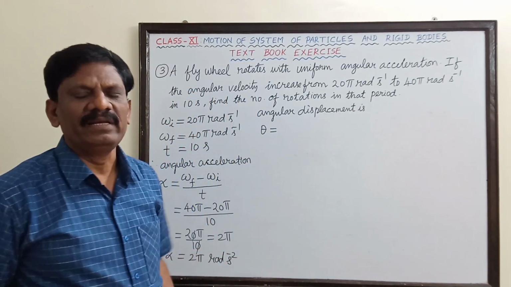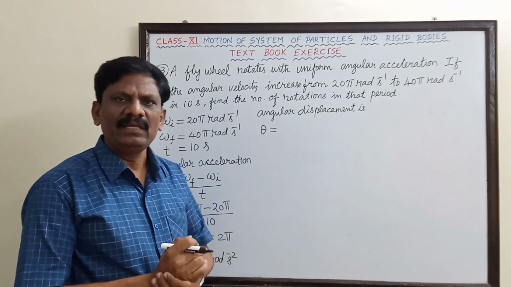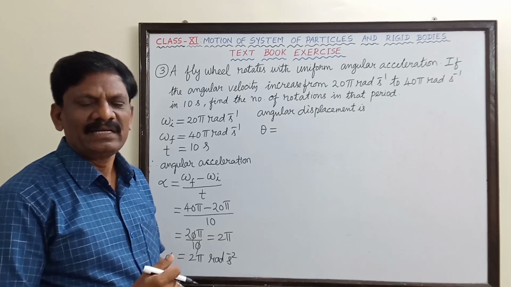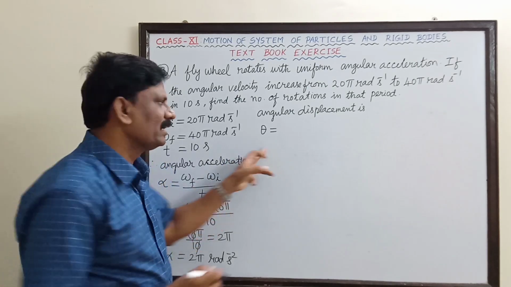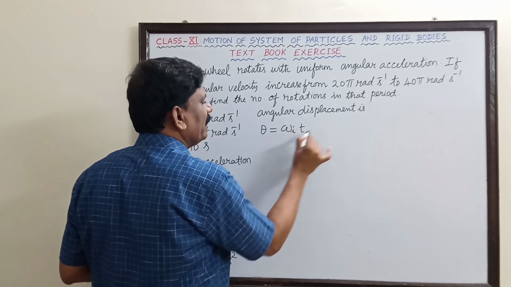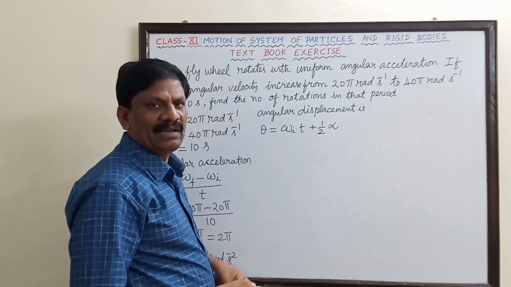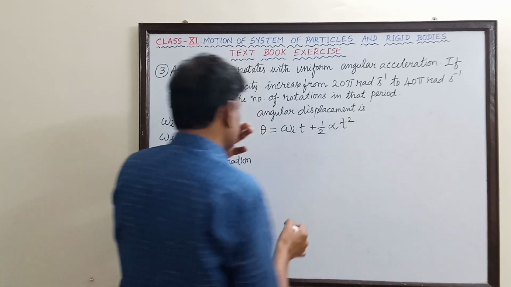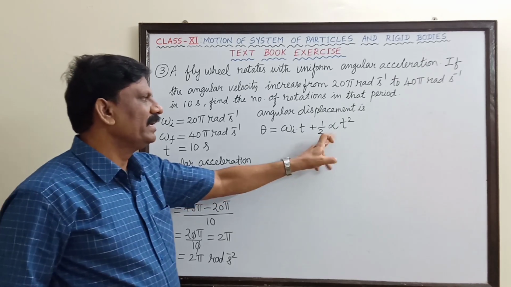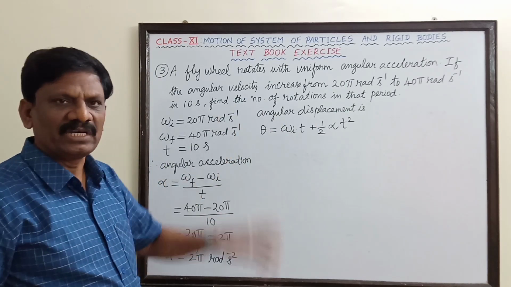Now, in kinematics for linear motion, we have derived the second equation s equal to ut plus half at square. Is it not? In the same lines, s is linear displacement, in place of that angular displacement theta. So u into t, in that initial velocity omega i into t, plus half at square, in place of linear acceleration now alpha into t square. This is the kinematic equation for rotational motion, equation number 2.